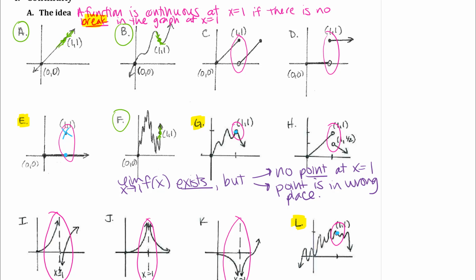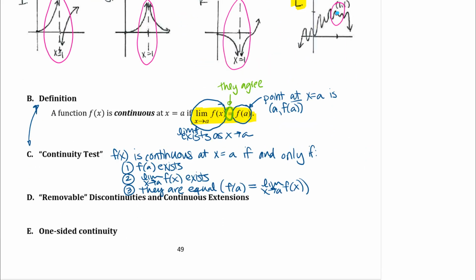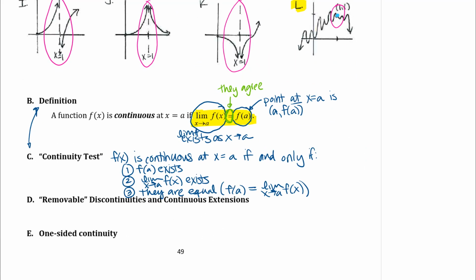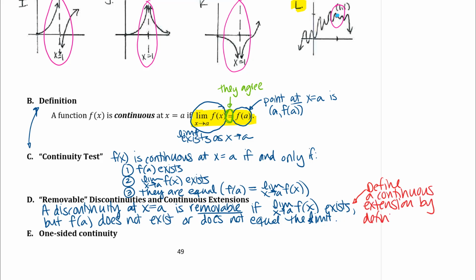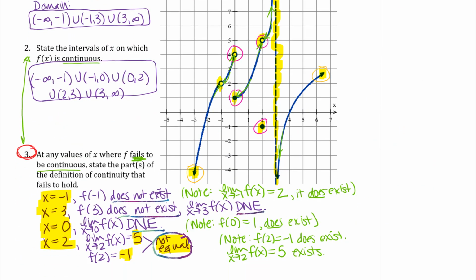So let's go down here to the vocabulary and write that down. So removable discontinuities: if the limit exists, but f of a does not exist or does not equal the limit. All right, so that's what a removable discontinuity is. And if we define a continuous extension, we're going to do that by redefining a point so that it's actually equal to that limit. Let's go ahead and do that, and then we'll come back and talk about this last vocabulary word.